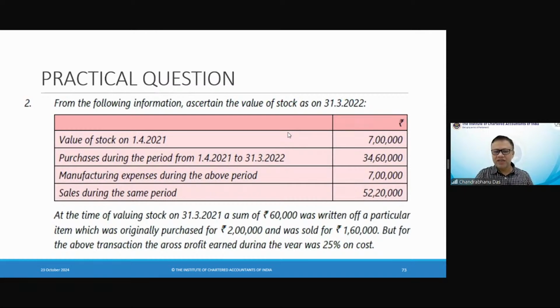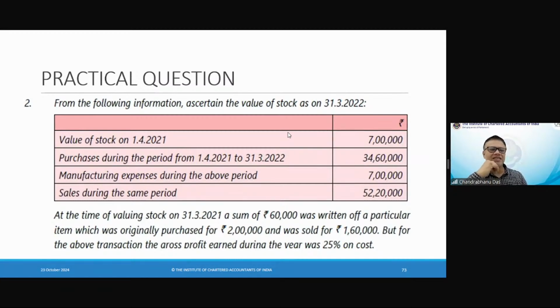Now let us quickly look here. You have been given the value of stock and the purchases. Since you have to calculate the closing stock, you start with the opening stock and add the purchases during the period. So with the value of stock, purchases will be added, with a plus symbol. Then, manufacturing expenses are linked to the direct product, so they will also be added. And you have been given the sales.